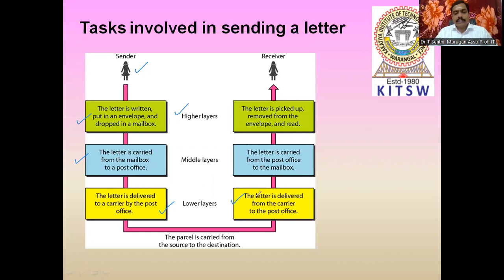After reaching the destination, it will reach the mailbox of the receiver. Then the receiver will take the letter and read what content is there. So this is the postal system of Indian Postal. In the same way, how our information is exchanged in a computer network, we are going to discuss in the further slides.